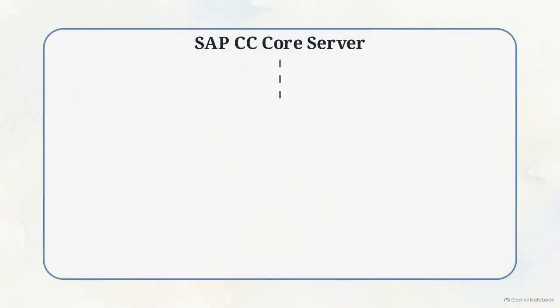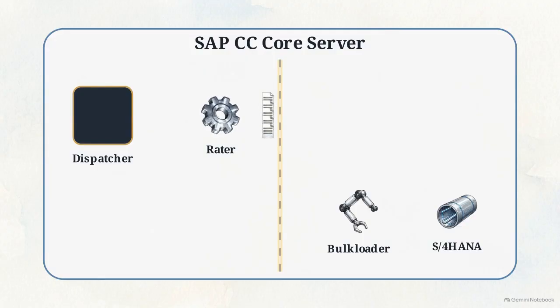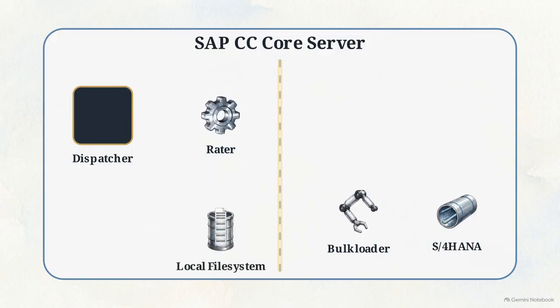This diagram illustrates the internal architecture of the Convergent Charging Core server, showing the specific instances responsible for handling data: the dispatcher, the rater, and the bulkloader. The rater instances act as the core engines. They operate at high speeds, continuously calculating prices for incoming customer usage events. Because they are highly specialized for calculation, these raters do not attempt to transmit data over the Java connector themselves. Instead, the raters immediately drop their generated charged items as physical data files directly onto the local server file system.